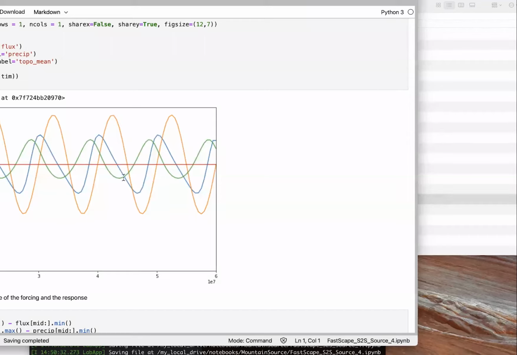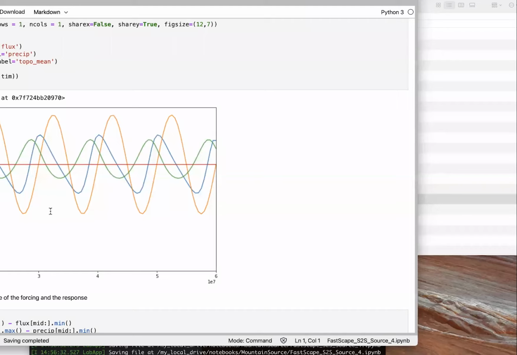The sediment flux is out of phase with, but close to exactly the rate of change of, the topography. And the topography is completely out of phase with the precipitation when I have high topography. So it all makes sense when you think about it in this way. But if you just look at the sediment flux versus precipitation, it just makes no sense.